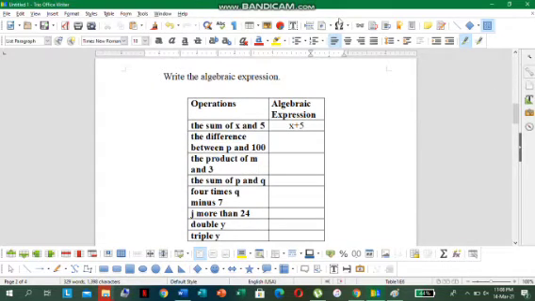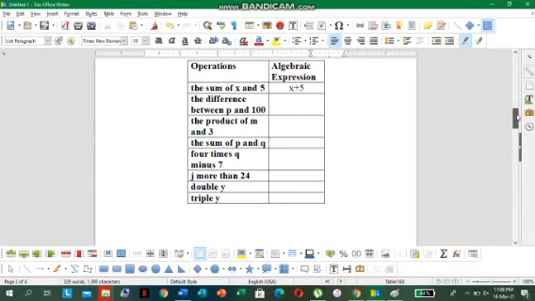Write the algebraic expression. We have an example here, which is the sum of x and 5. An expression is not something that you are going to work out, you're just writing out the expression that they ask for, right? You're just expressing what they're asking for. So the sum of x and 5 would be x plus 5, because sum in mathematics means to add. Good. So that's an example there.